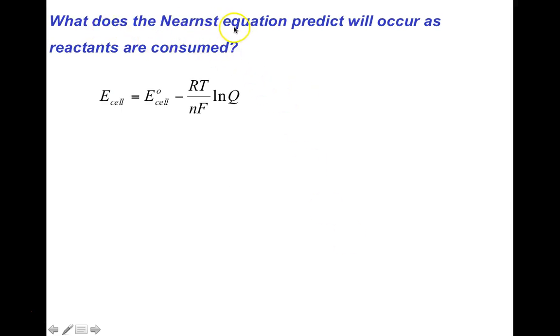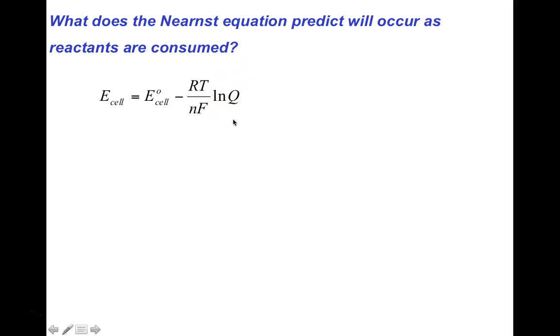So what does the Nernst equation predict will occur as reactants are consumed? Well, the standard cell potential doesn't change. That's a standard value. The number of electrons transferred doesn't change. That's determined by the chemistry of our system. The temperature of our system won't change normally, but Q will change.